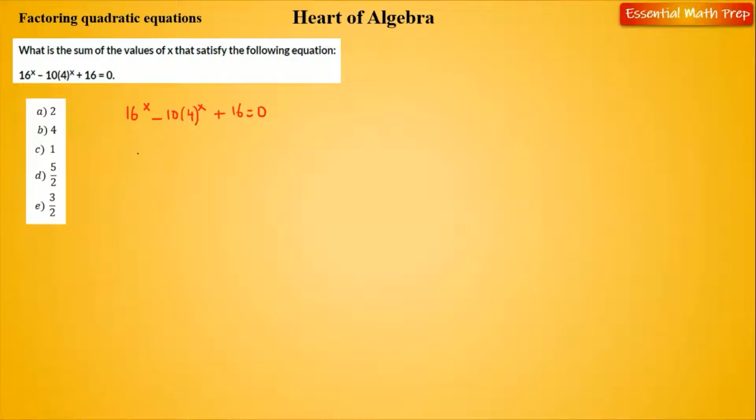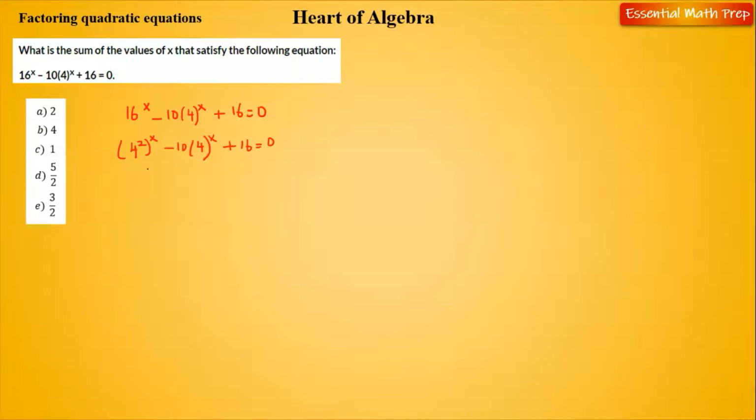Now we have to use our existing knowledge of exponents. 16 raised to the power x can be written as 4 squared, raised to the power x. Why 4 squared? Because the term following also has 4 to the x, so we are trying to solve the problem in terms of 4. So 4 squared to the power x minus 10 multiplied by 4 raised to the power x plus 16 equals 0.